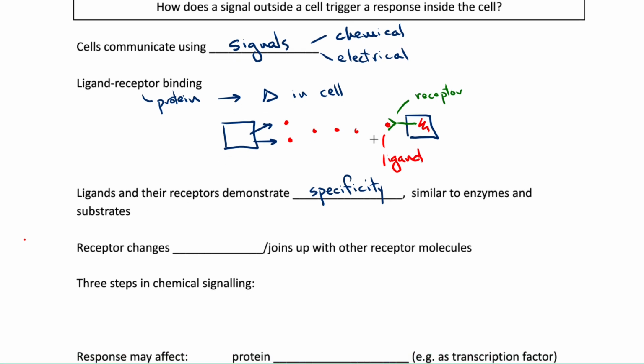As I mentioned, when the ligand binds to the receptor, it is going to trigger some sort of action within the cell, and it typically does that by changing shape and/or joining up with other receptor molecules and then having further effects after that. So when the ligand binds the receptor, it changes shape or perhaps joins up with other receptor molecules and then triggers further actions in the cell.